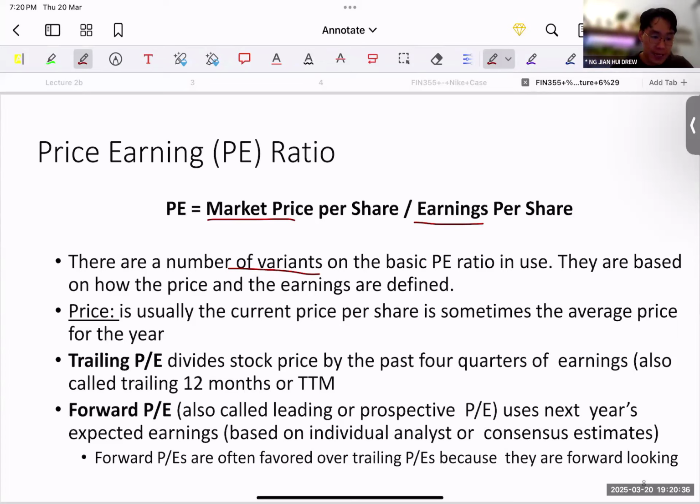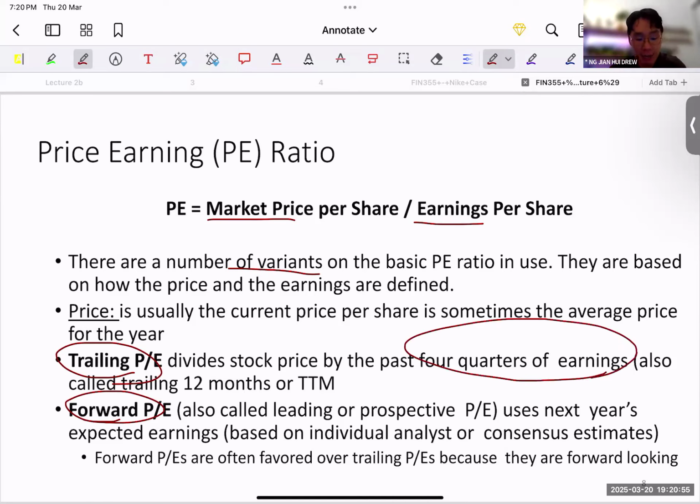Based on the various earnings that we use, we can determine whether it's a trailing, which means lagging behind, or forward, meaning forecasting, simply based on the type of earnings that we use. So a trailing, which is lagging behind, will be the earnings that is in the past. So the important thing to take note of is that the past is trailing.